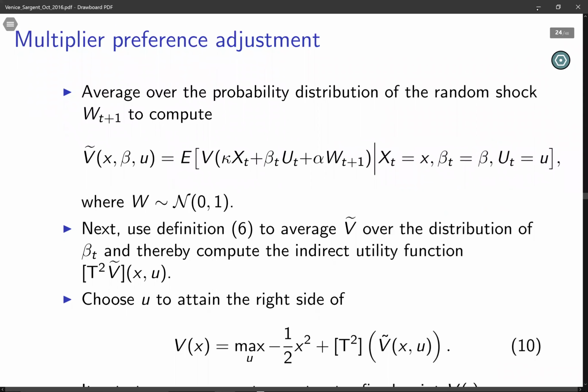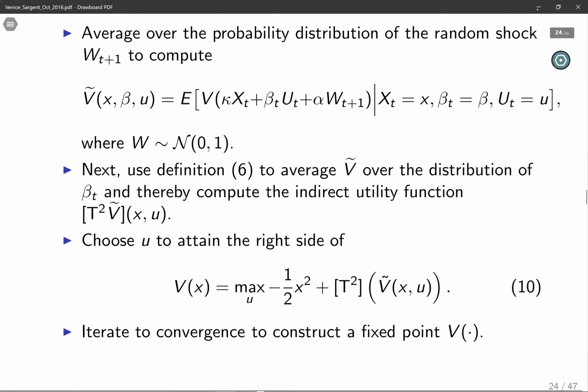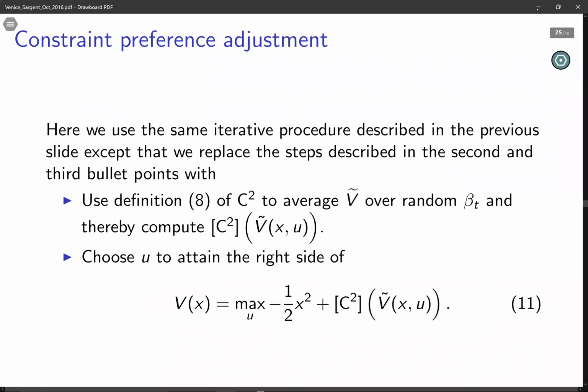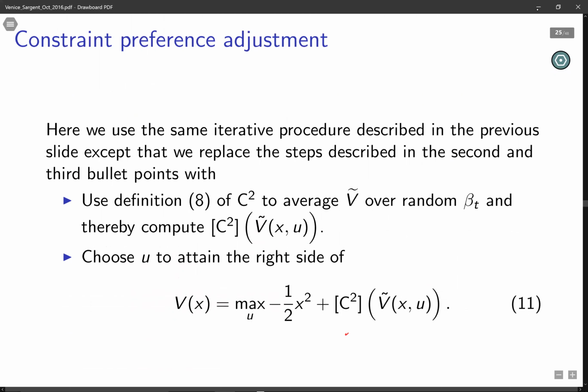Okay, so now all we're going to do is apply this to Friedman's model. There's a few details. All we have to do is calculate. There's a Bellman equation. Instead of expectations, we're going to use the T2 operator. And we're going to use either this T2 operator or the C2 operator. So I'll show you some pictures of what happens here.